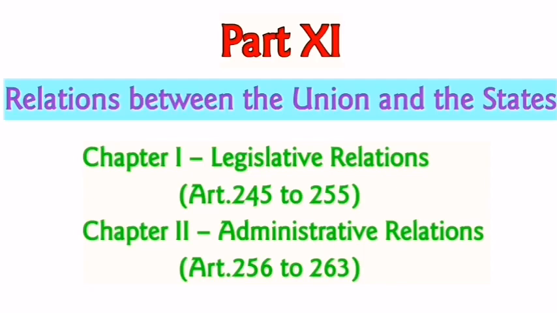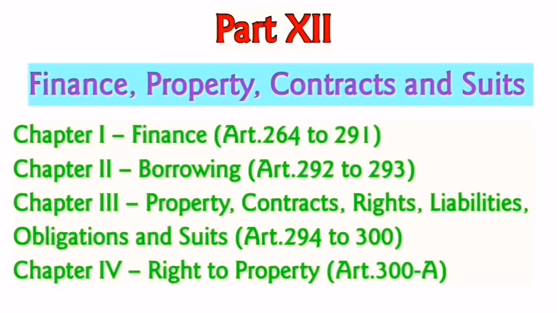It consists of 2 chapters. Chapter 1 is the legislative relations, and Articles 245 to 255 come under Chapter 1. Chapter 2 is administrative relations, and Articles 256 to 263 come under Chapter 2. Part 12 of the Constitution is about finance, property, contracts and suits. It consists of 4 chapters.